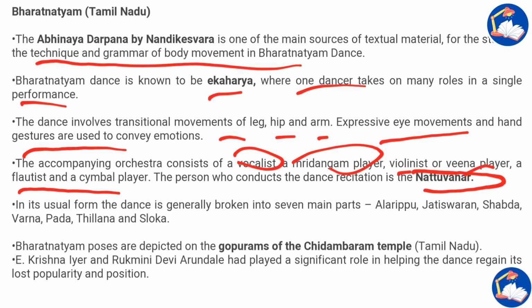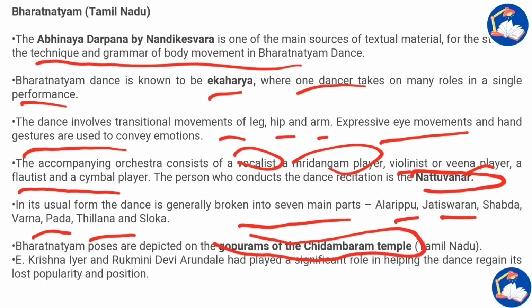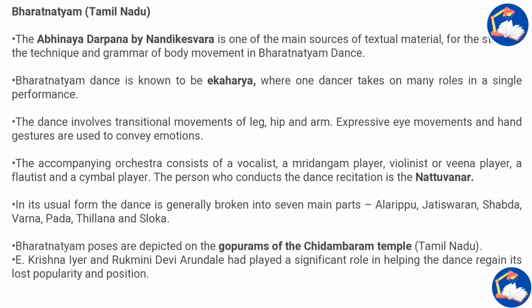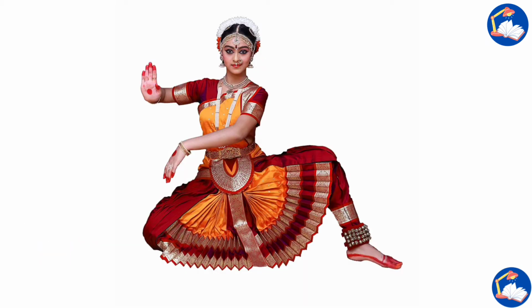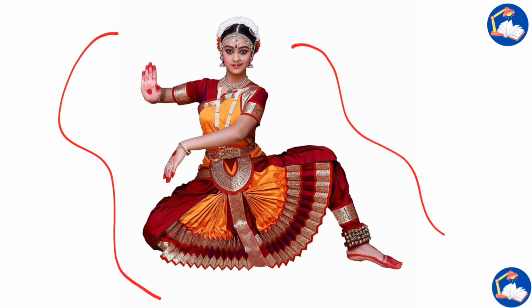In its usual form, the dance is generally broken into 7 main parts: Alarippu, Jatiswaram, Shabda, Varna, Pada, Tillana, and Shloka. Bharatanatyam poses are depicted in the Gopurams of Chidambaram temple in Tamil Nadu. Okay, now prominent people related to this art form are E. Krishna Iyer and Rukmini Devi Arundale, who played a significant role in helping the dance regain its lost popularity and position. Now, this is an image of a Bharatanatyam dancer.